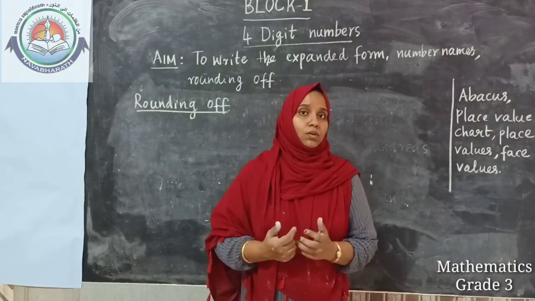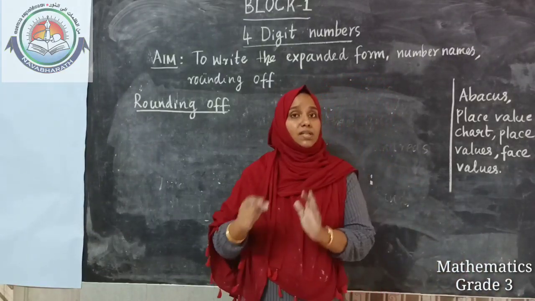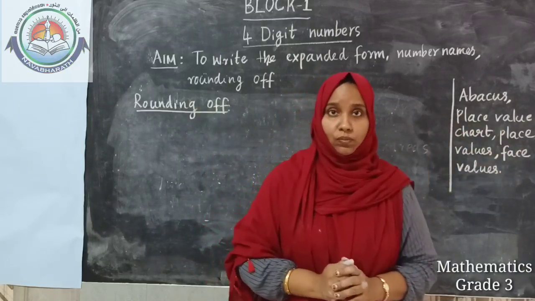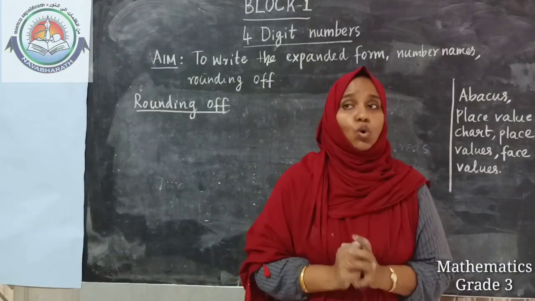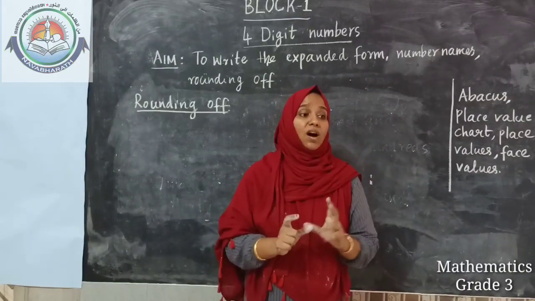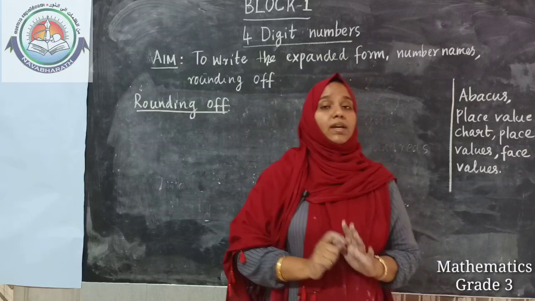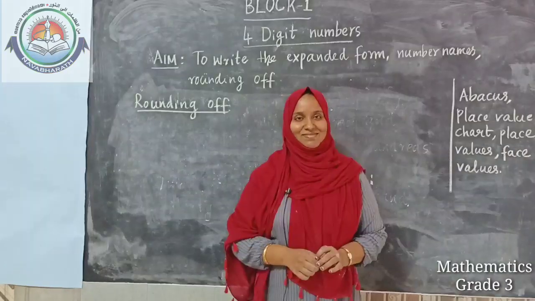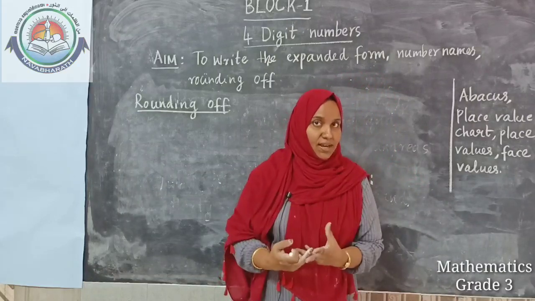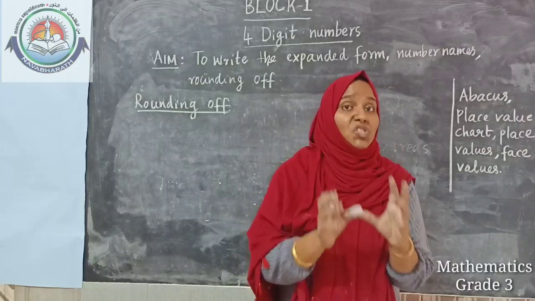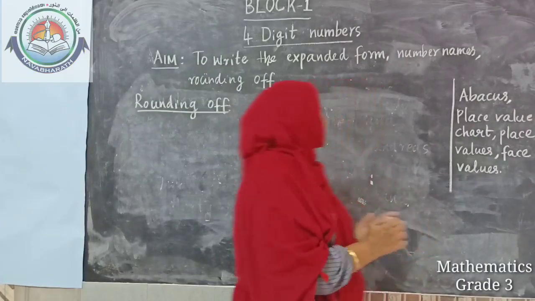Suppose one of your friends is sitting next to you and another is sitting somewhere in that room. If you need a pencil, to whom will you ask? You will ask the one who is sitting closer to you. That is the same as rounding off. Similarly we can round off a number to nearest 10 by finding out which 10 is closer to that number. Let us see the examples.